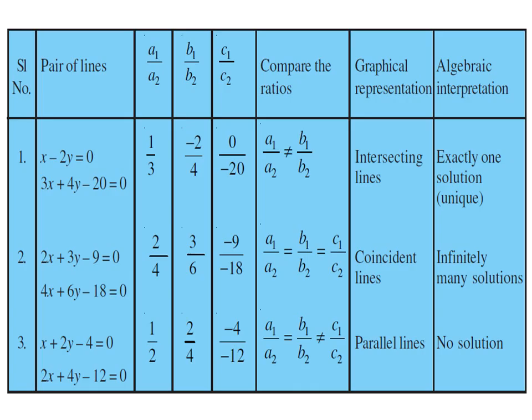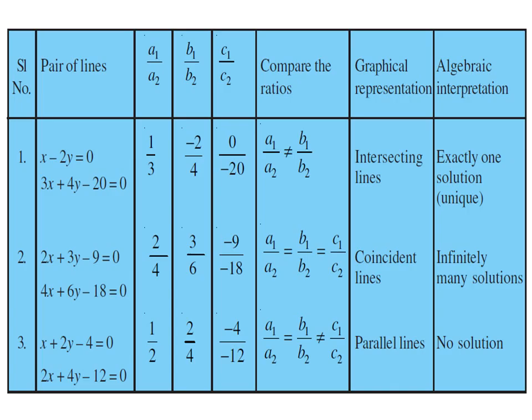In the second pair, a1 by a2 is 2 by 4, b1 by b2 is 3 by 6, and c1 by c2 is minus 9 by minus 18. That means here a1 by a2 is equal to b1 by b2, that's equal to c1 by c2. That is coincident lines. It has infinitely many solutions.